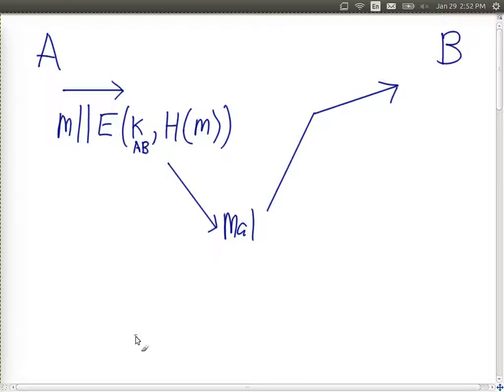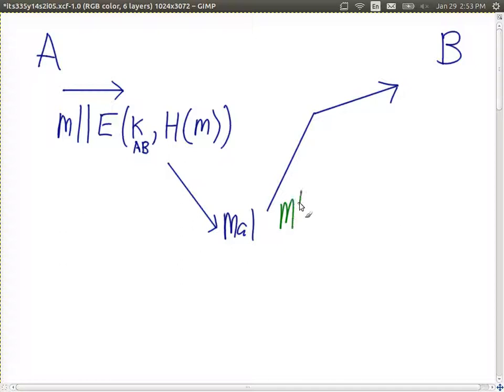So let's consider some different ways in which we can modify it. The first approach, let's just modify the message. And we'll denote it as what we send is, I'll write it here, instead of sending M, I'll denote it as M prime. A sent the message M.